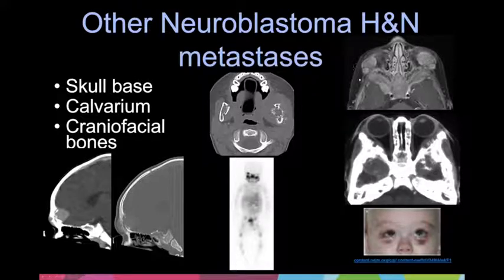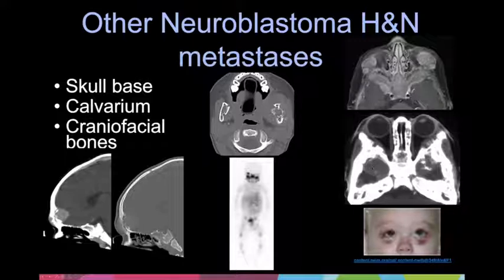Here we see a 7-month-old who presented with elevated urine catecholamines and raccoon eyes. Post-contrast fat-saturated MR image demonstrates bilateral metastatic disease to the greater wing of the sphenoids and the lateral orbits, as well as the right squamosal temporal bone.